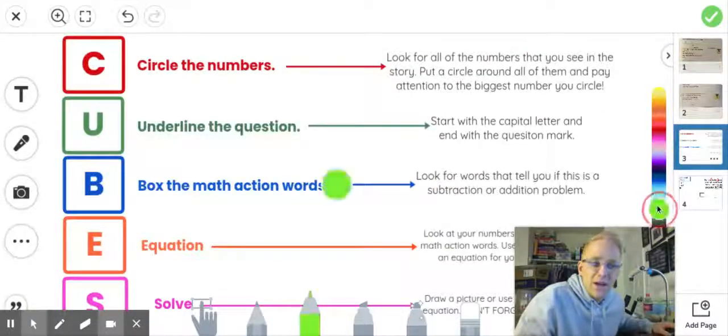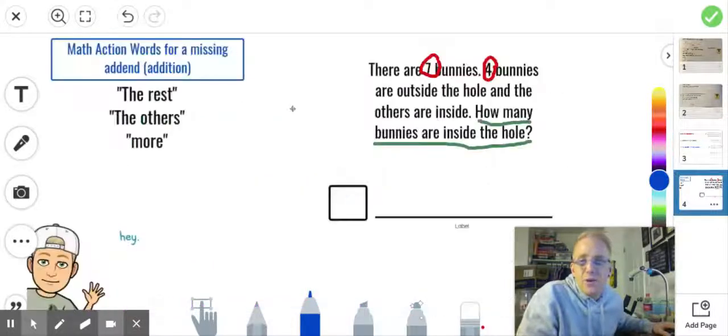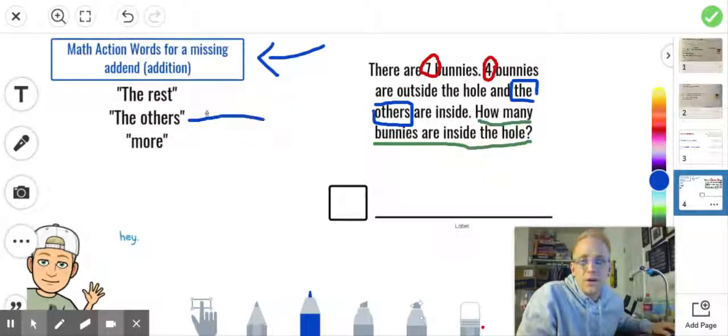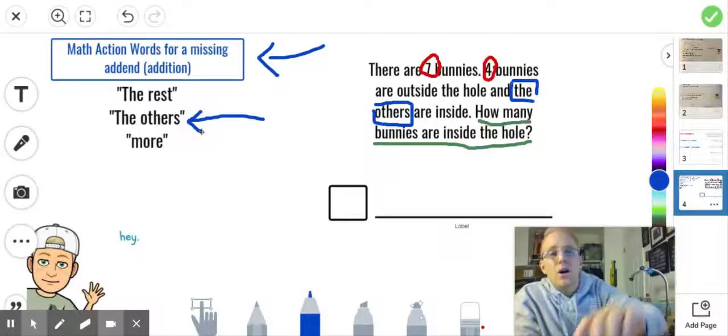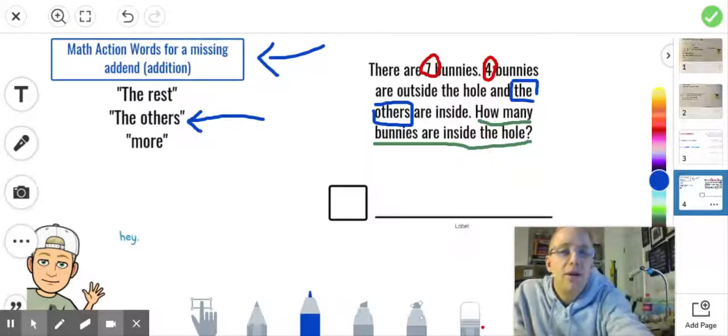B, box the math action words. Let's go ahead and switch to my blue pen here. I have put over here in this lovely corner my math action words in blue. Remember, for a missing addend, I'm looking for the rest, the others, or more. So I'm going to take a look. There are 7 bunnies. 4 bunnies are outside the hole. And, oh, there it is. The others. There they are. All right. So now I have this one right here. The others. The others are inside. How many bunnies are inside the hole?